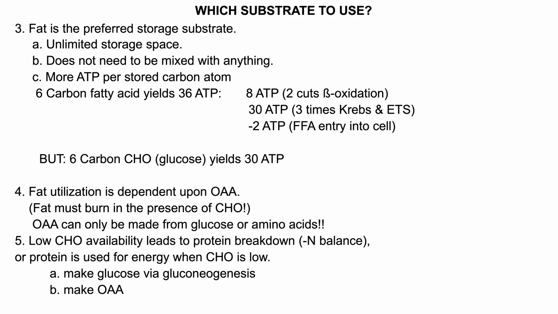However, fat utilization is dependent upon oxaloacetate. So fat must burn in the presence of carbohydrate. If you run out of carbohydrate, then OA can be made from amino acids. You never want to get to that point. But just remember those relationships there. It says low carbohydrate availability leads to protein breakdown. So if you want to limit the amount of protein breakdown, eat more carbohydrates. Remember, you want to limit the amount of ammonia being produced. How do you limit ammonia? Well, talking about substrate and food consumption, eat more carbohydrates. That'll stop protein breakdown.